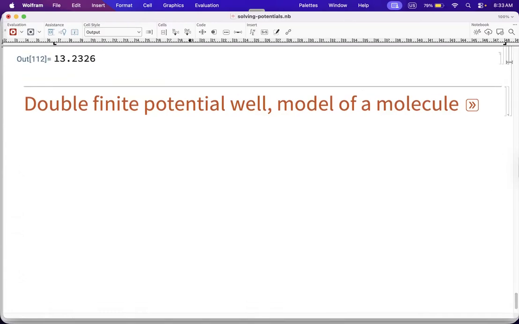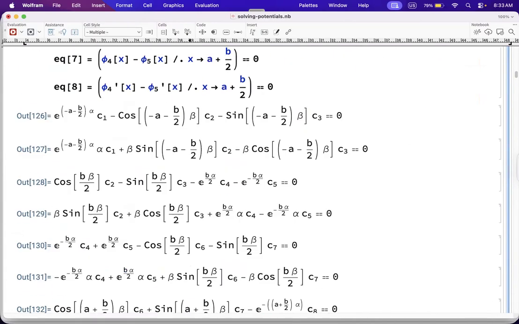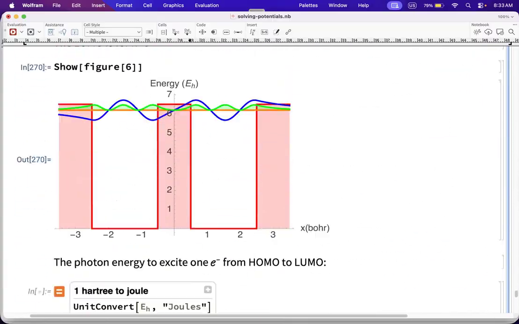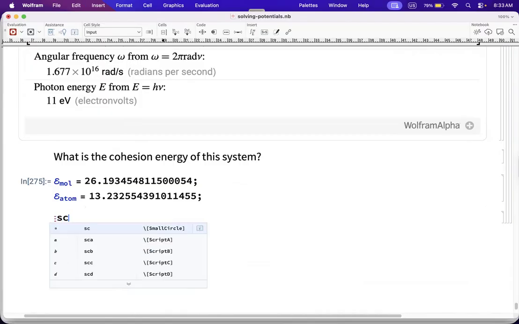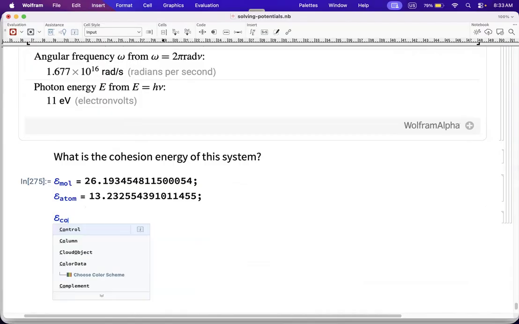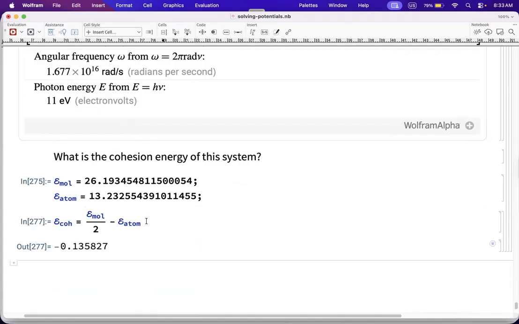Okay, so I go to this value. Okay, therefore, the recuperation energy, I'm going to put it like this, is equal to this: the energy of the molecule divided by 2 minus the energy of the atom. Is this. Okay? Don't forget to save it. And we're going to discuss what this means.